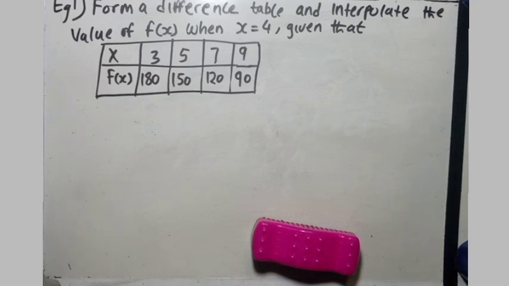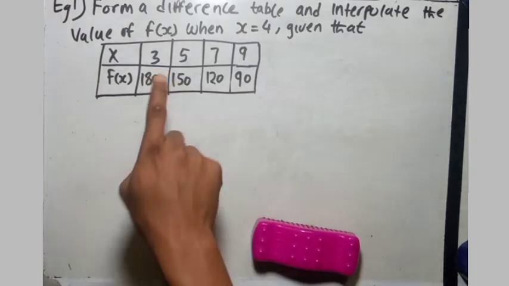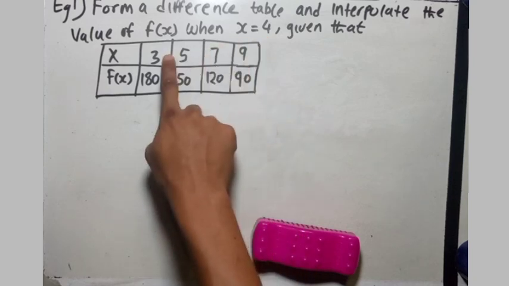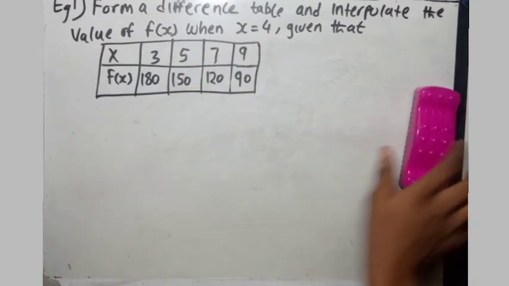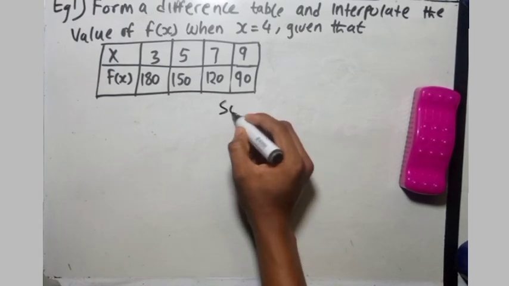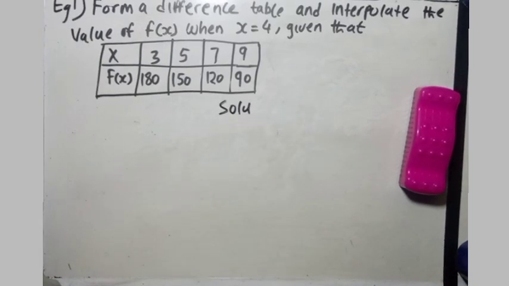As we can see, that value will fall in between these. 4 lies in between these, so therefore we are going to be using Newton's forward method. I almost forgot this name. Newton's forward method. Now, its formula for solving Newton's forward method.